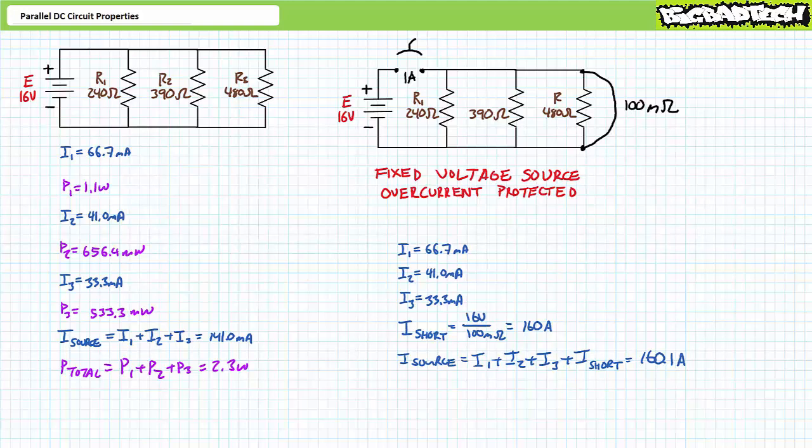In conclusion, this lecture took a close look at parallel DC circuit properties. We learned voltage across elements in parallel is the same, and the summation of currents entering a node equals the summation of currents leaving a node. In summary, what goes in must come out.